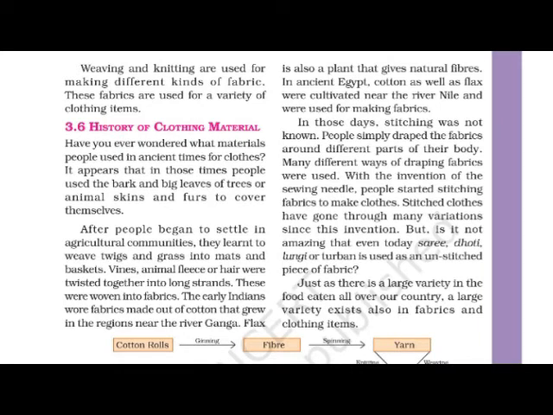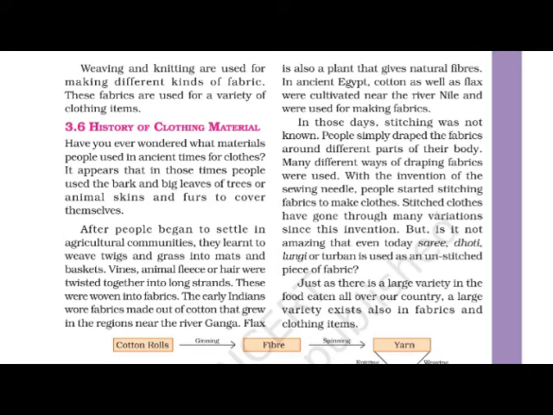Okay, and now we are going to start the last point of the lesson, that is history of clothing material. Have you ever wondered what materials people used in ancient times for clothes? You may have seen in cartoons also, maybe as a joke. You may have seen on history channels such as National Geographic, which mostly show on television. It appears that in those times people used the bark and big leaves of trees or animal skins and furs to cover themselves.